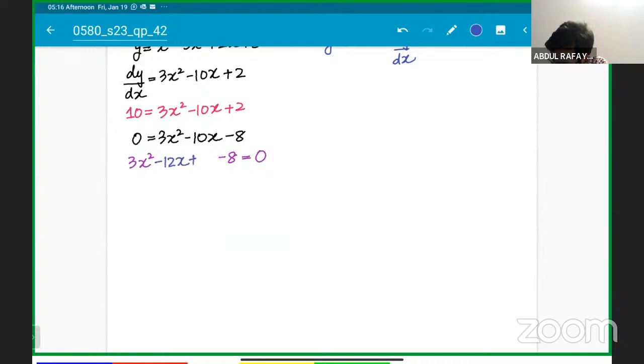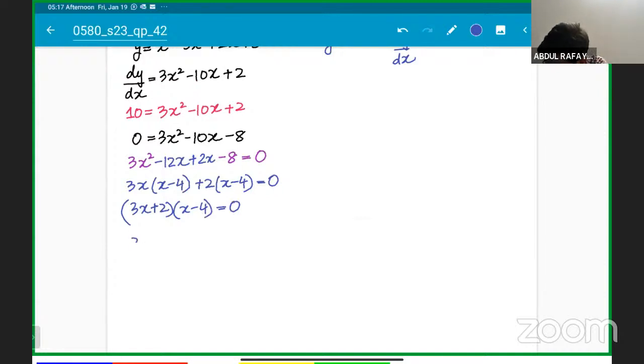3x² − 12x + 2x, this will work. Okay, it will be 3x common (x − 4) plus 2 common (x − 4). Now it's working. So here we go. 3x + 2 is one factor which will give us the x value, and the other factor is x − 4. So the x value is 4 and the other x value is −2/3. Understood, students? Clear? Everyone got it? Let me know. Any question, guys?